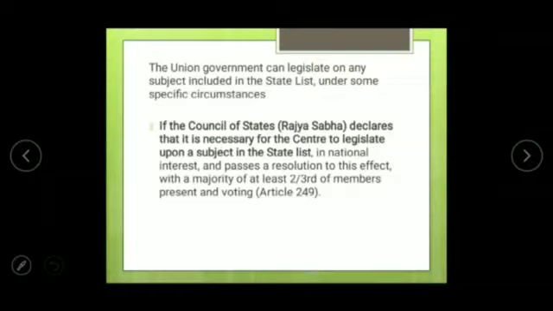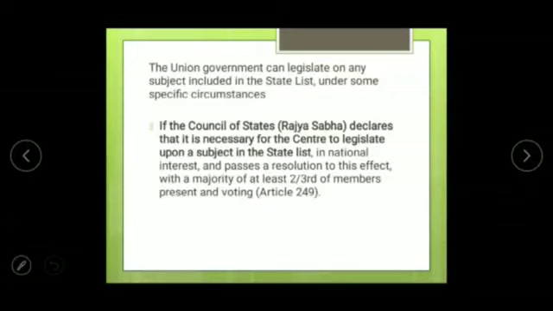If the Rajya Sabha declares that it is necessary for the centre, then this resolution has to be passed by a majority of 2/3 of members present and voting. This is given under Article 249, and this resolution remains in force for a year, and it can be renewed any number of times, but not more than a year at a time.